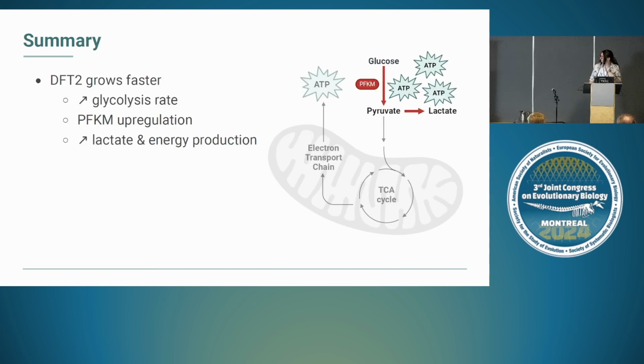All right, which brings us to my summary. We found that DFT2 does grow faster than DFT1, and that this is likely driven by a higher rate of glycolysis, possibly itself being driven by this upregulation of PFKM. This in turn leads to an increase in lactate production, but also in energy, so probably explaining how DFT2 is able to gather all the energy and building blocks it requires in order to divide faster than DFT1.